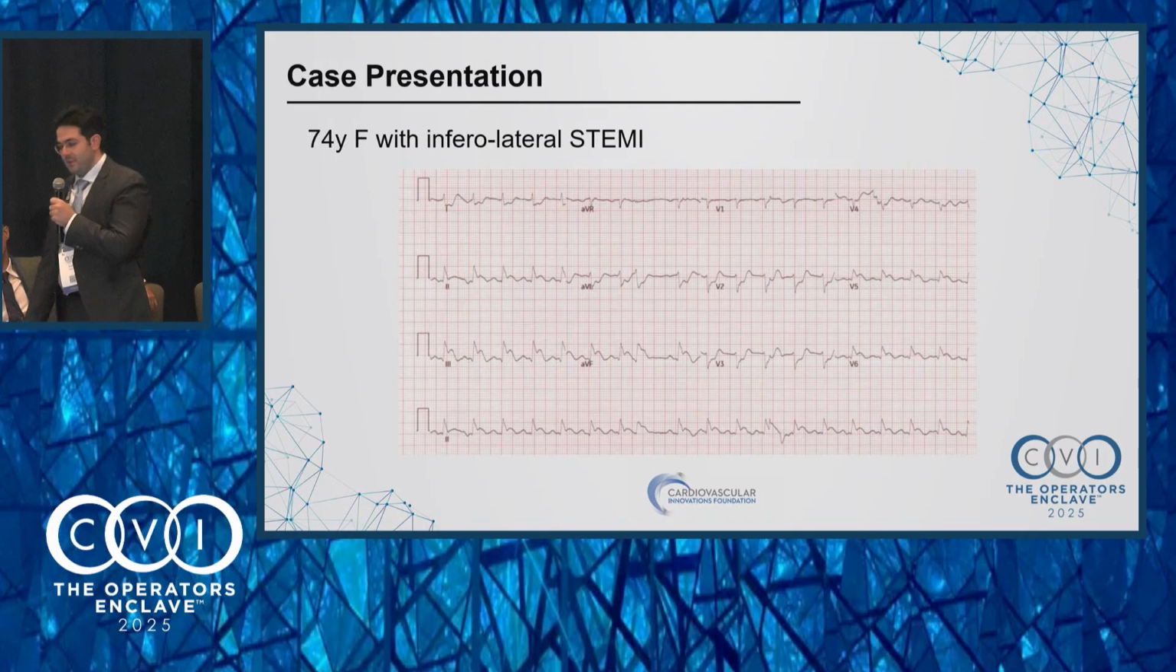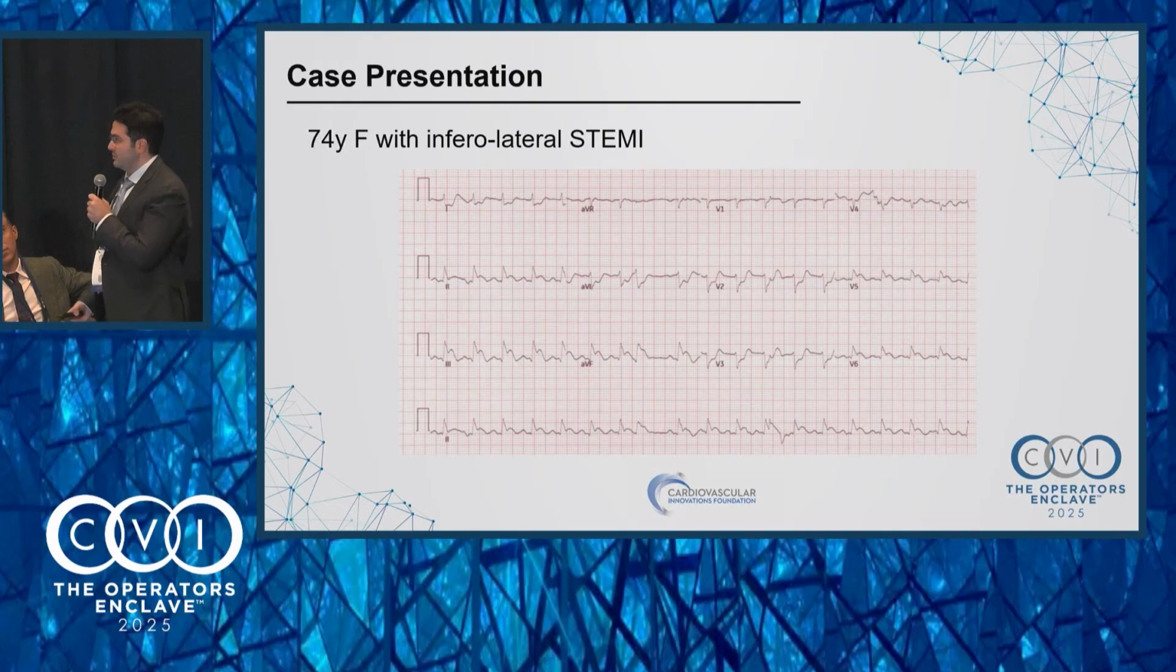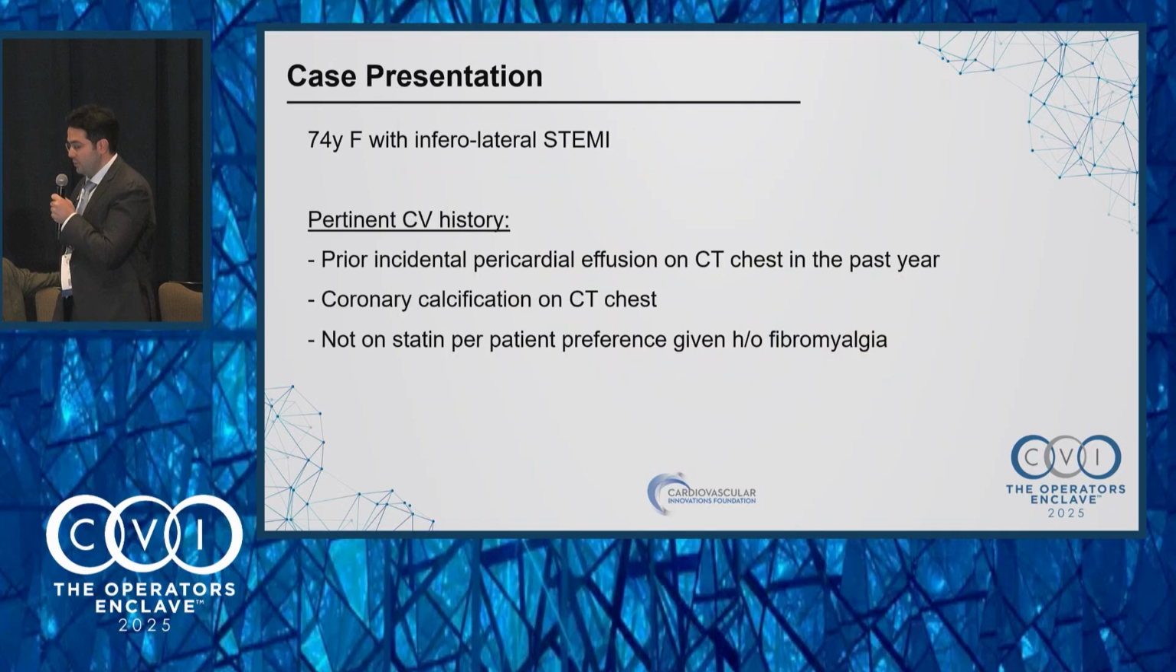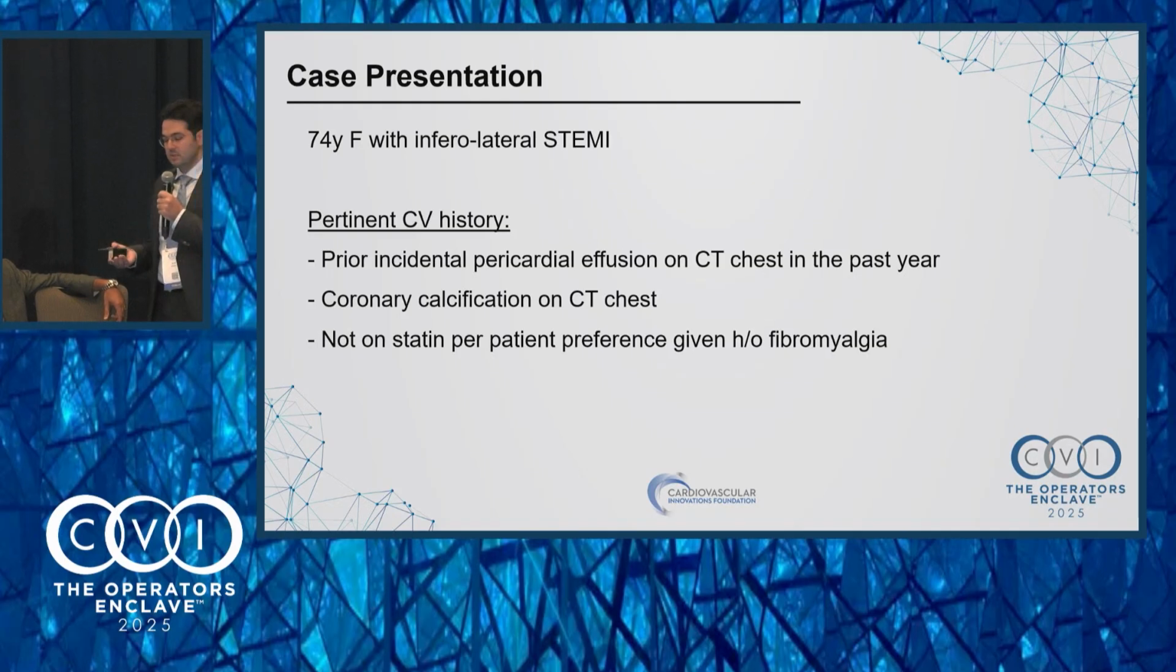So I'll be presenting a case of extracorporeal cardiopulmonary resuscitation, or ECMO, or E-CPR. So this is a 74-year-old lady with inferior infralateral STEMIs. You can see 2, 3, aVF, V5, and V6 ST elevations who presented to our emergency room. She doesn't have any major cardiovascular history besides an incidental pericardial effusion that was noted on a CT chest that was being done for some dysphagia workup. She had some coronary calcium on her CT chest, and she was recommended statins, but preferred to stay off statins given her frequent flares of fibromyalgia.